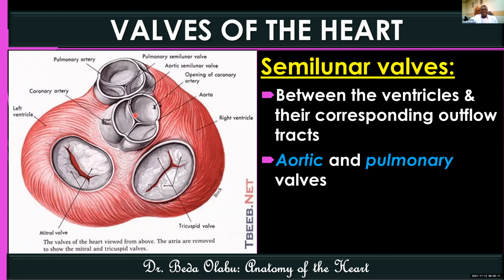And that is why their valves are related that way. The pulmonary valve is anterior to the aortic valve. Consider this to be the anterior part, that's posterior. This is the right side, this is the left side.